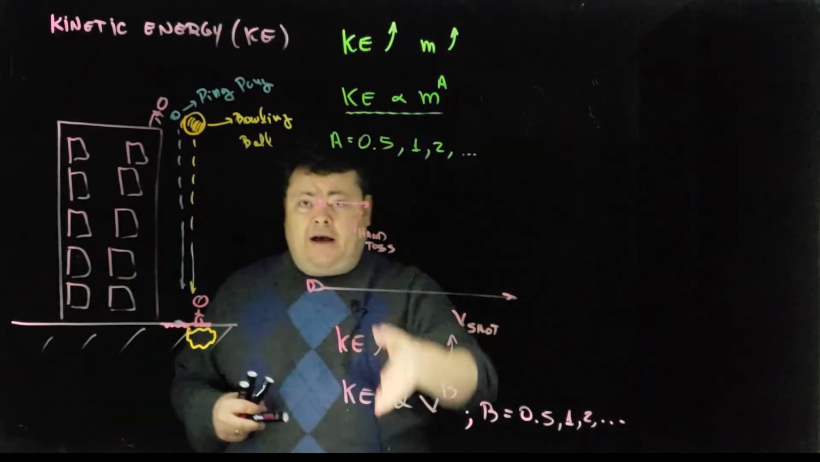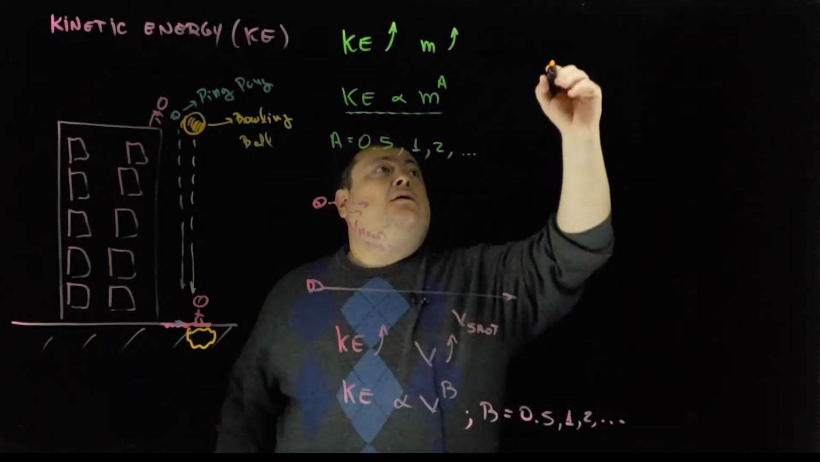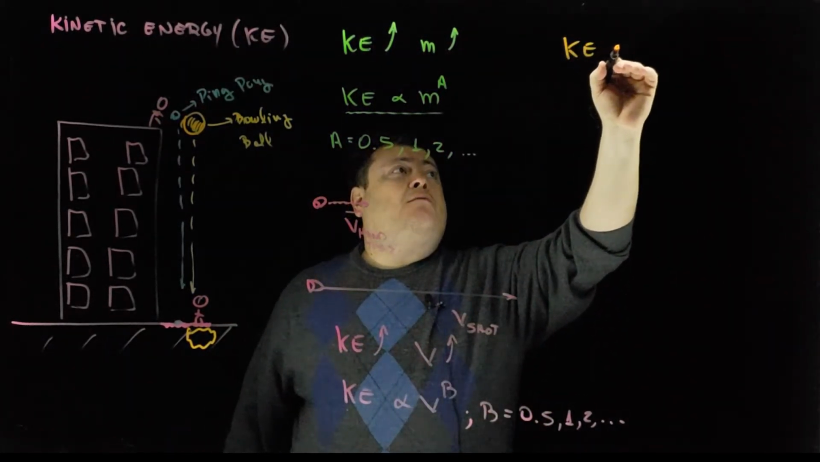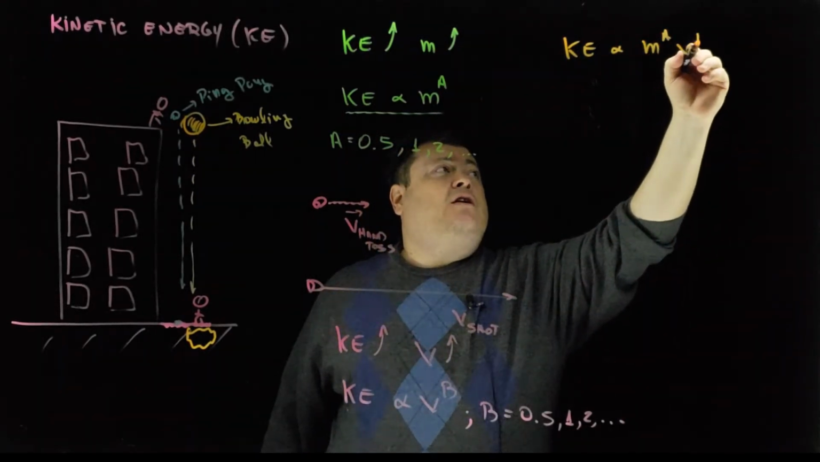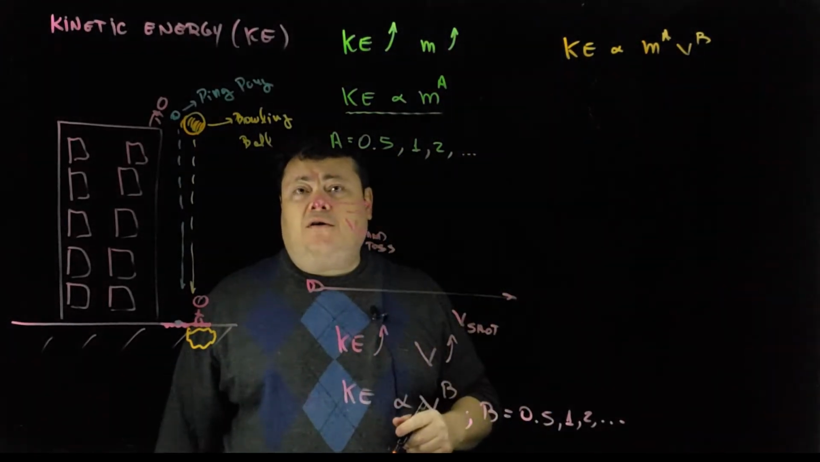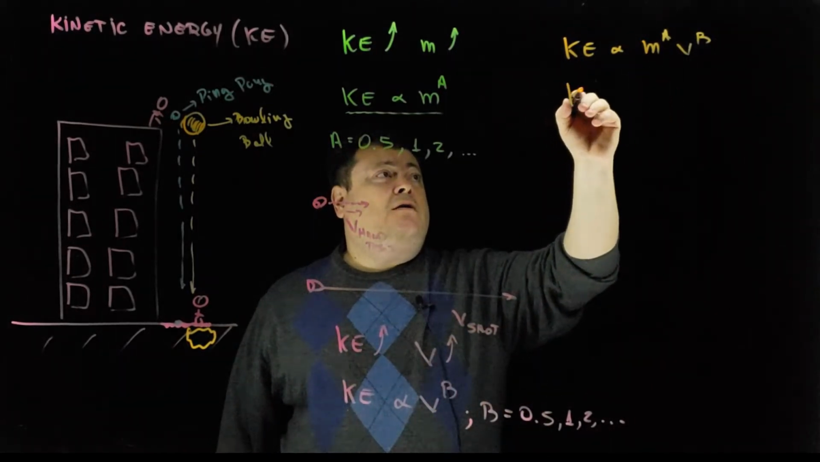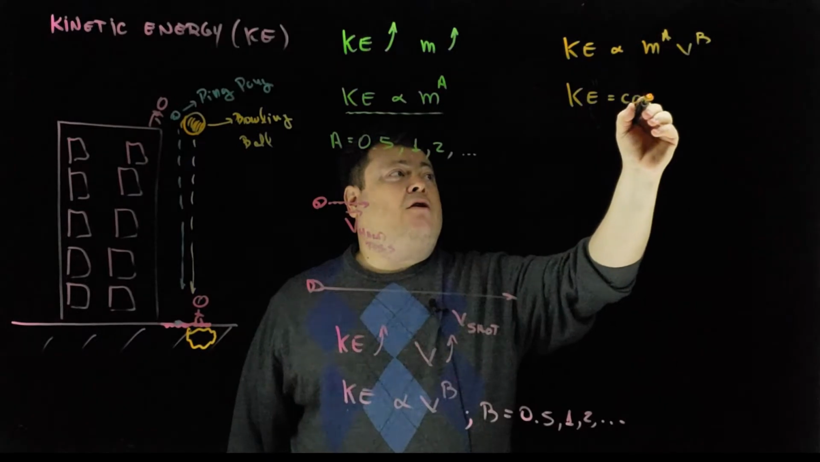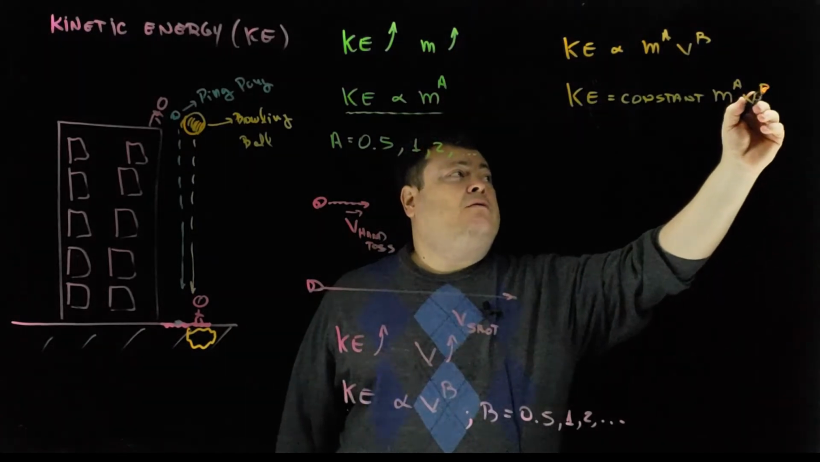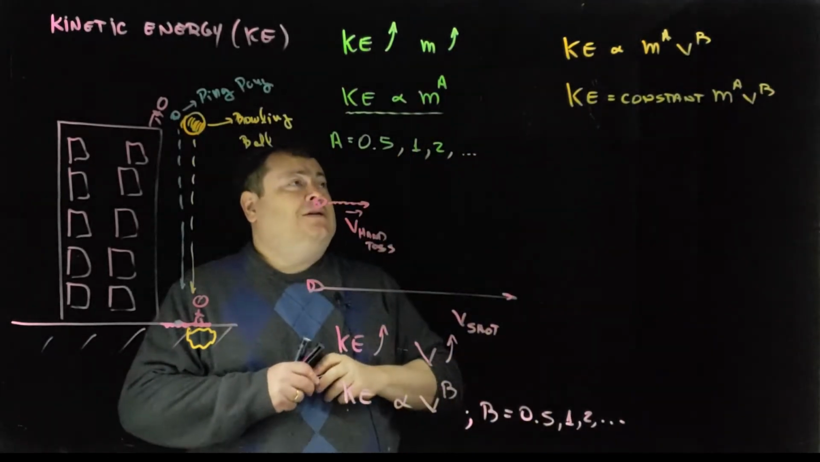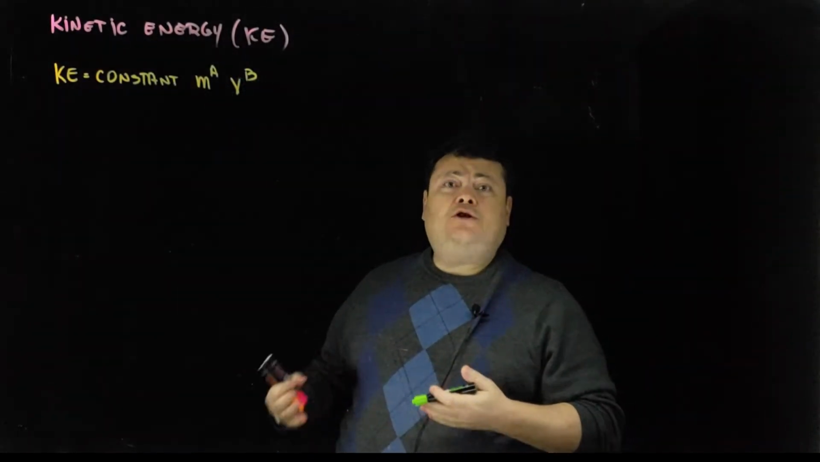Okay? If I combine these two equations, I'll get that kinetic energy will be proportional to m to the a power, v to the b power. And remember our lectures on proportion. If that is true, then kinetic energy is going to be equal to some kind of constant times m to the a power, v to the b power. And so this is roughly what we are looking into. Let's continue our study then.